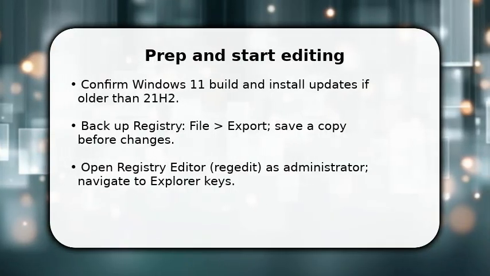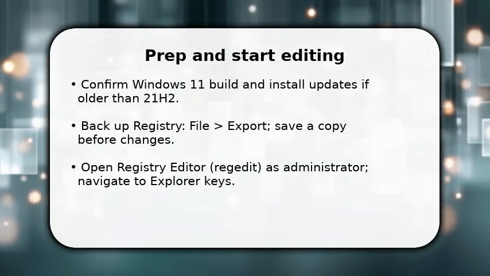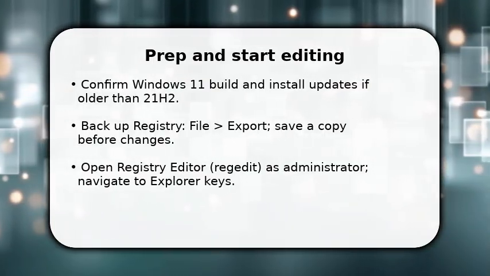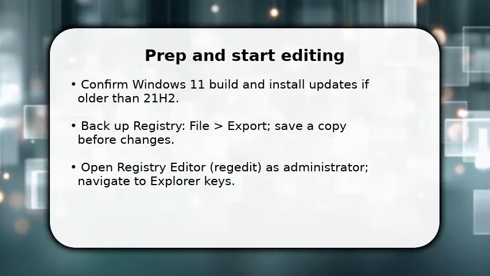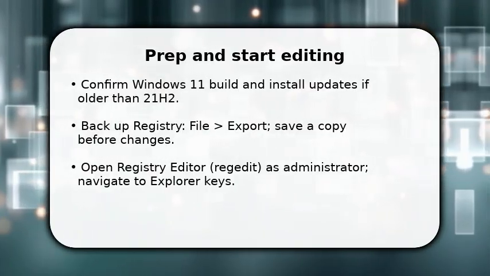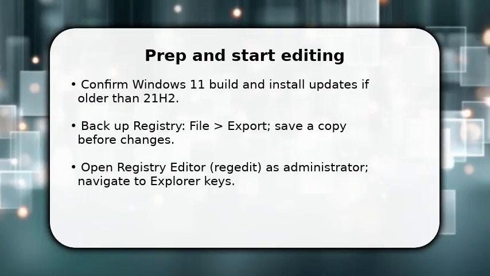You begin by making sure your PC is on a recent Windows 11 build. Newer builds behave differently. Once done, back up the registry. Export the branch you will edit so you can restore if needed.